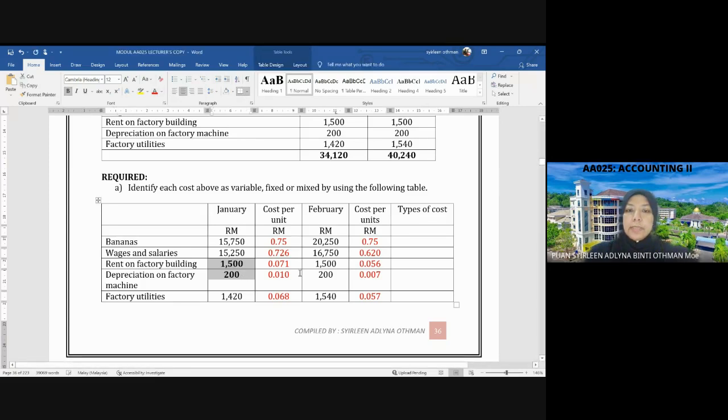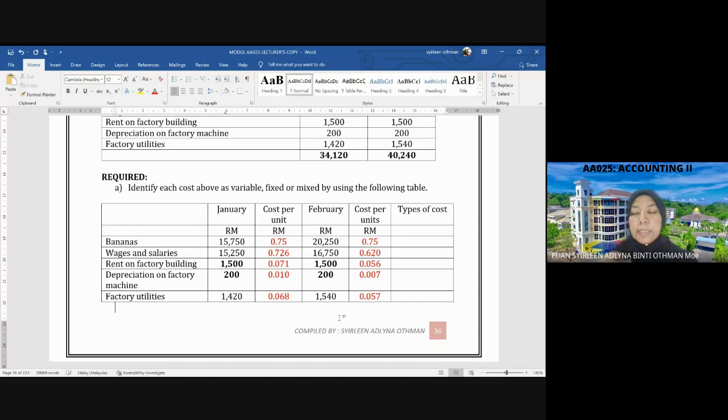Untuk Januari dia 1,500 dan 200. Untuk February pun dia 1,500 dan 200. This is in total. Okay? Yang ni kita jangan tengok per unit sebab kita nak cari fixed cost. So fixed cost, kalau you faham karakteristik dia tadi, in total, the amount remain the same.